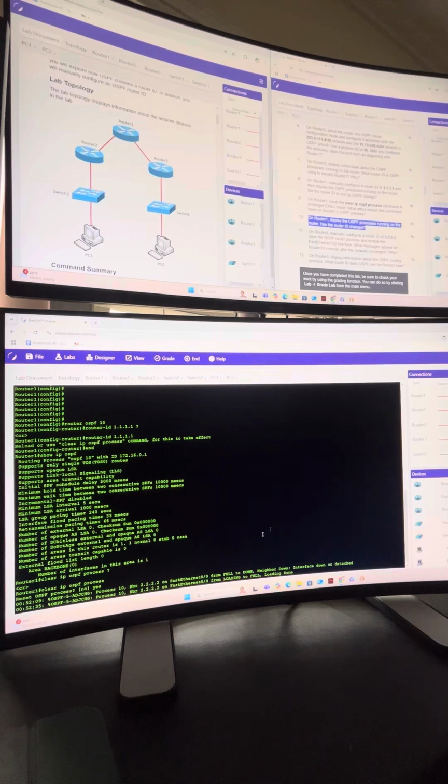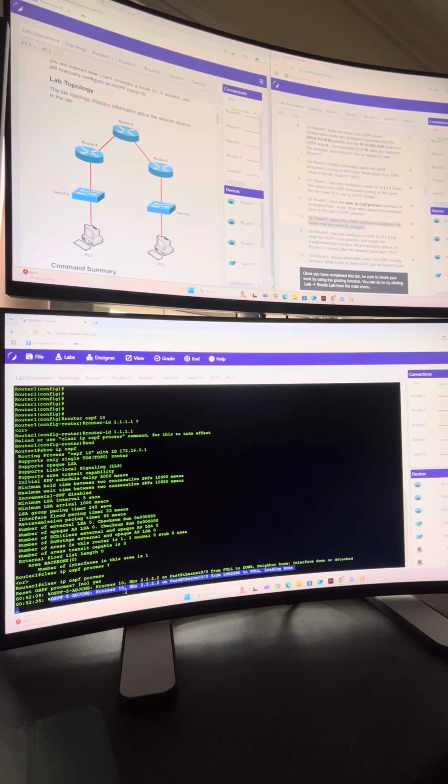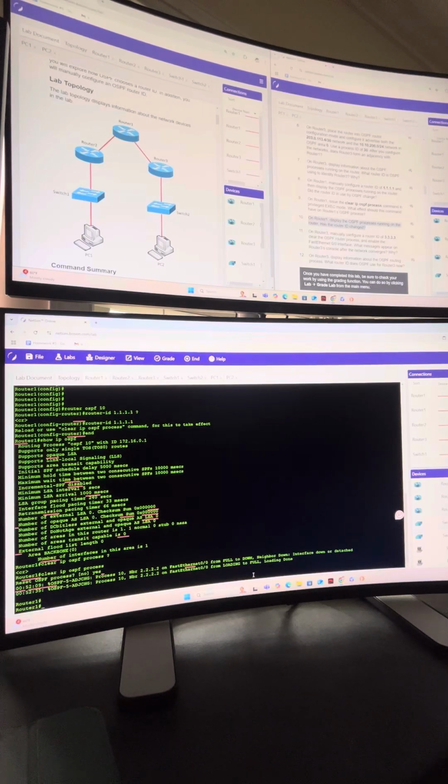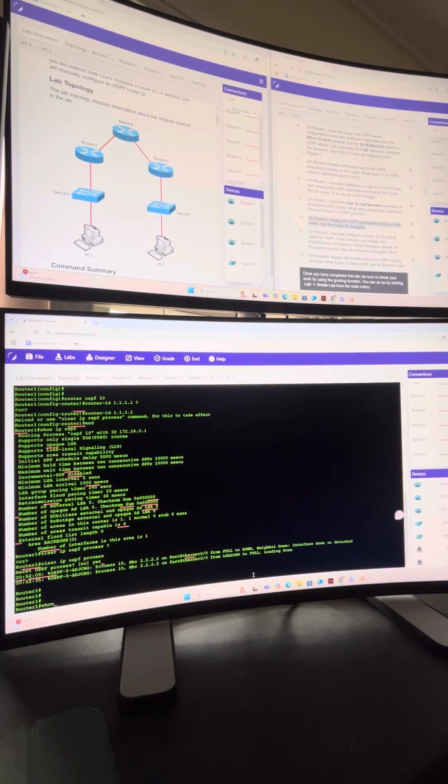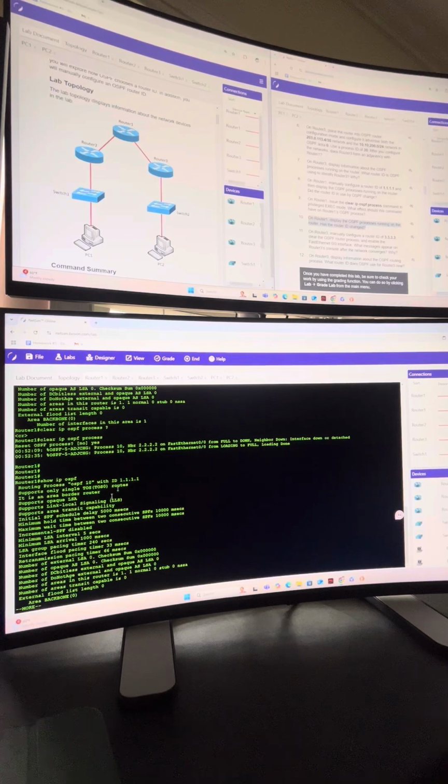All right, so let's check it now because we've seen that our adjacency came back up with router 2. So we should be in a stable state for OSPF. So let's do a show ip ospf. And now we can see that our router ID has changed to all ones. So that looks good.